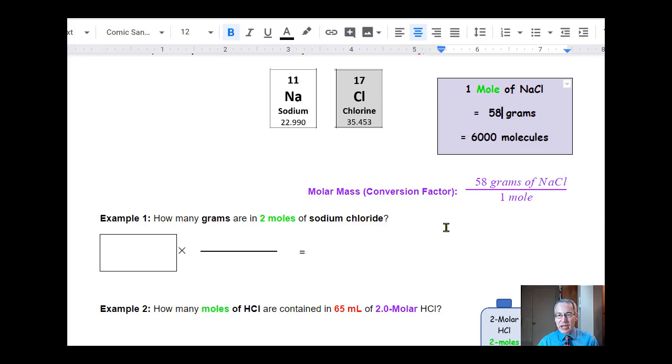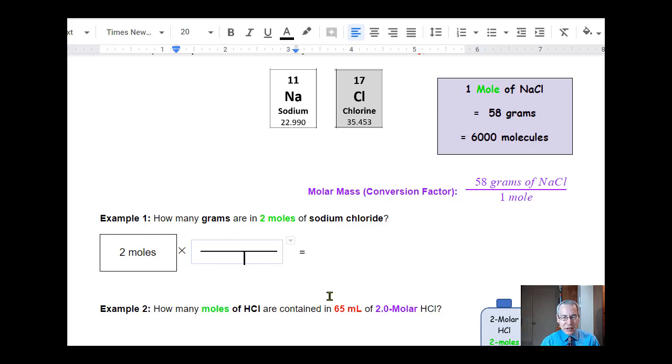And we can write that concept as a conversion factor. You can see I've got something on the top, something on the bottom. You can flip it over if you need to. Example 1 is supposed to be very easy. I'm filling it out on screen. The question is how many grams are in 2 moles of sodium chloride. So I put the given 2 moles in the box, and I need a conversion factor now.